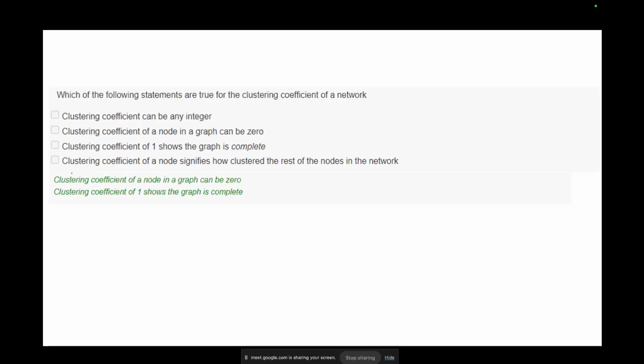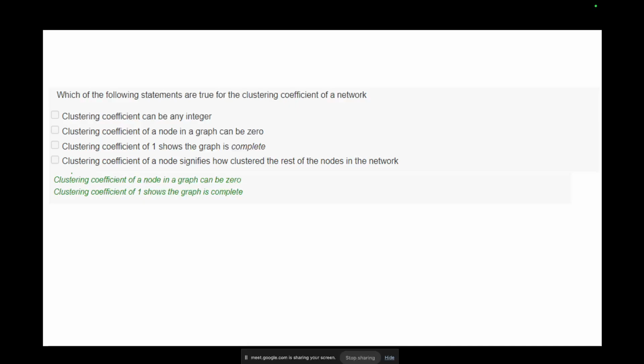Clustering coefficient cannot be any integer. It will be varying between 0 and 1. So the first option is wrong straight away. Second option, clustering coefficient of a node can be 0. It is possible in the example that I showed in the slide as well. So a clustering coefficient of a node can be 0.